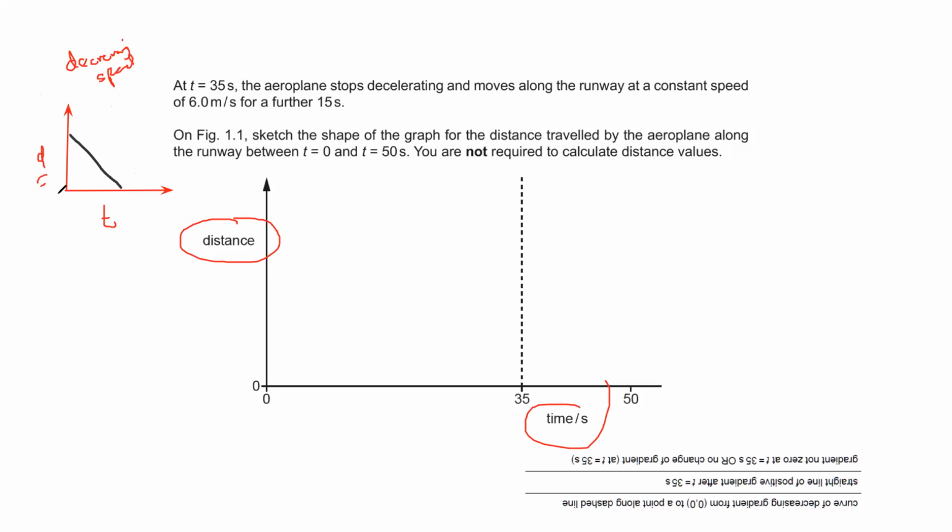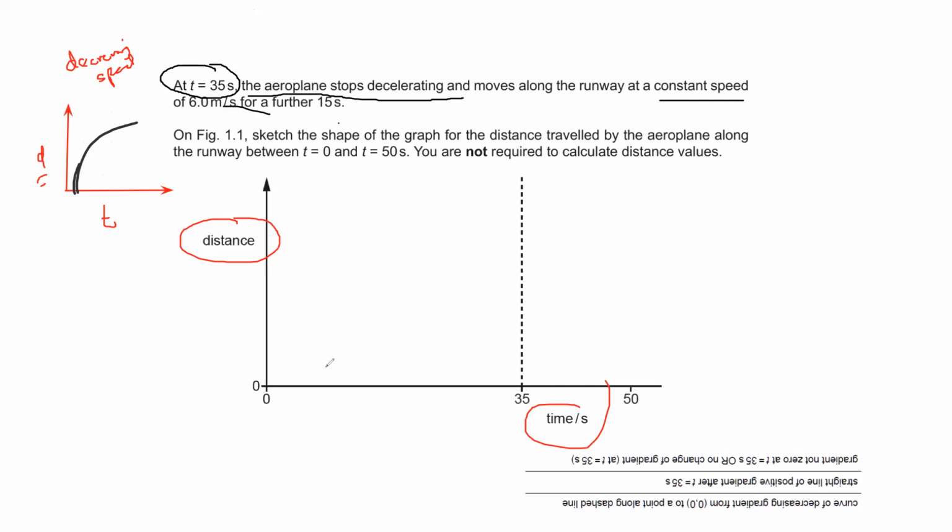This is a distance time graph, Abdullah. A distance time graph, not a speed time graph. Yeah, distance time graph. So when you draw a decreasing speed, which is also called deceleration, this is the shape of the graph. So what they mention here is, when time is equal to 35 seconds, the aeroplane stopped decelerating. So till 35 seconds, it was decelerating. And after 35, it moved with a constant speed.